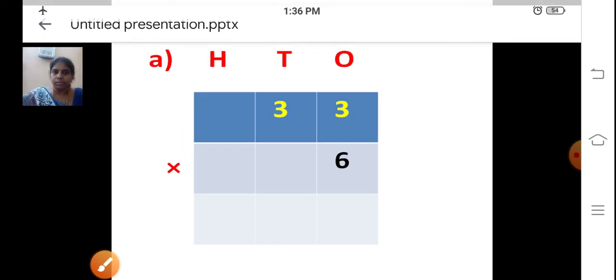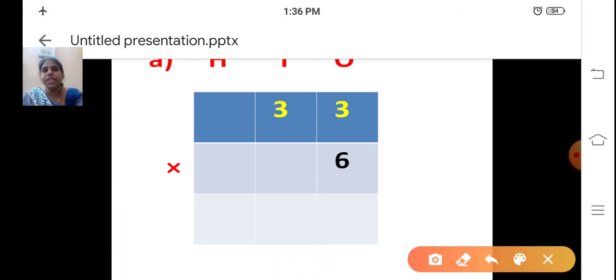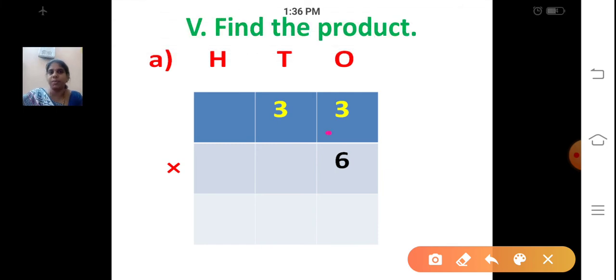Next. So find the product. This is the carryover method. So now, the same way, we are going to multiply 33 into 6. We will see how to multiply 33 into 6. First, what is the first step? You know what the first step is, right? Multiply the digit at the ones place by 6. So first we will multiply these two, isn't it?